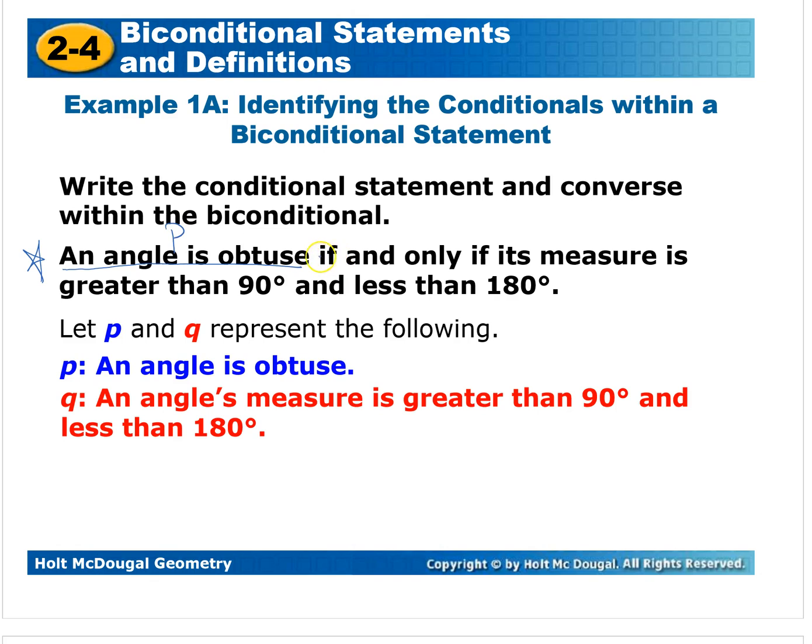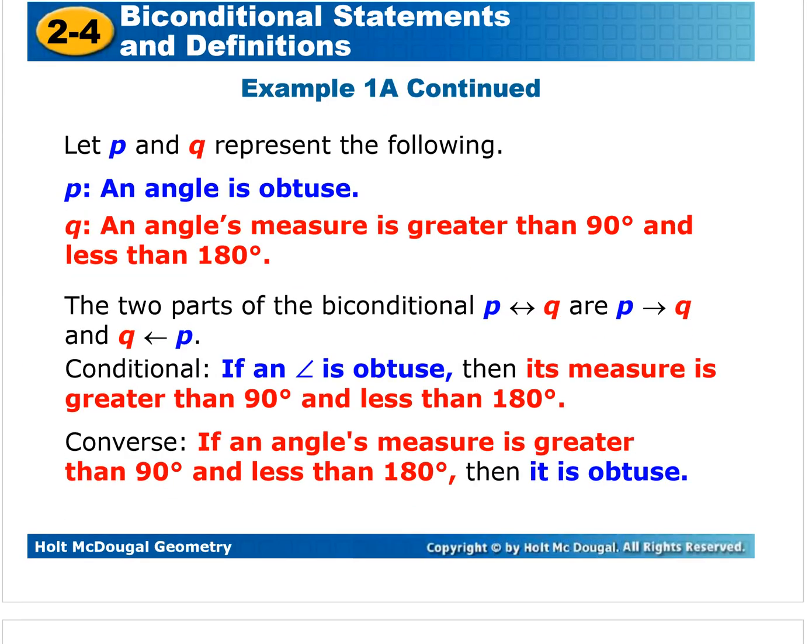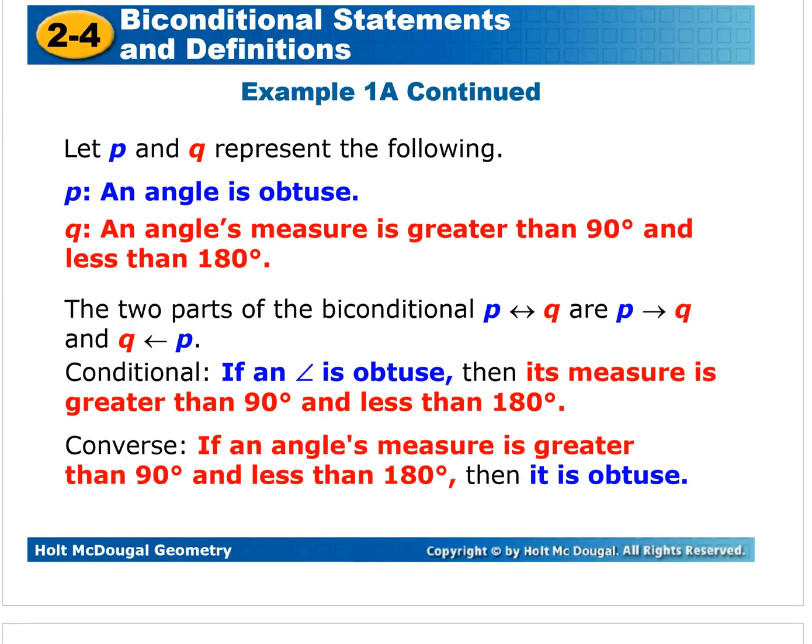We're going to take out our if and only if. That's gone. Its measure is greater than 90 degrees and less than 180. So that would be my Q. And now we're going to create a conditional statement. And all we have to do here is add an if and a then. I do believe I have it on that screen here. Here we go. Okay. So if an angle is obtuse, and we see it right here.